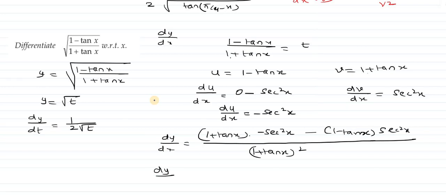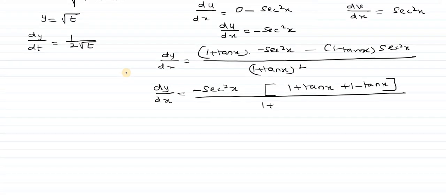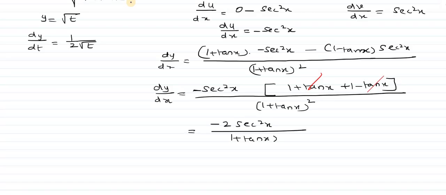So what I can do is take secant square x outside. On taking that outside, what will it be here? Minus also I can take outside because both have minus. So it is 1 plus tan x, okay, plus 1 minus tan x, because I have taken minus also outside. Okay, divided by 1 plus tan x the whole square. So this tan x minus tan x cancels. So minus 2 secant square x by 1 plus tan x the whole square. You can leave till here.